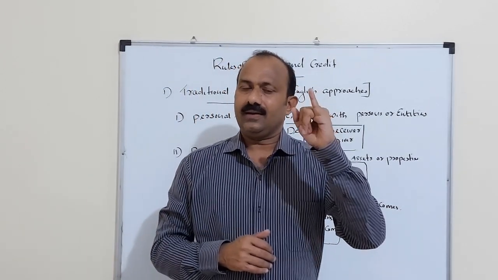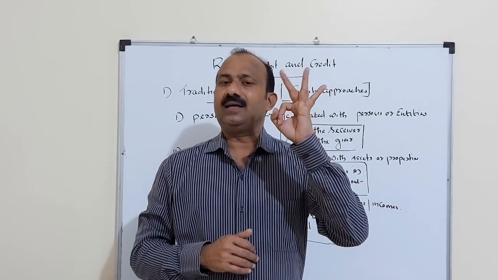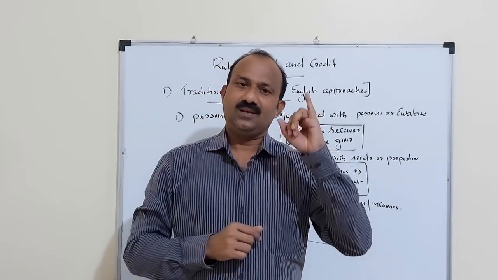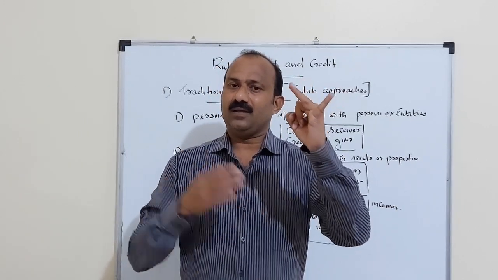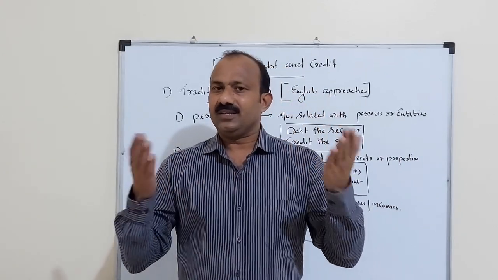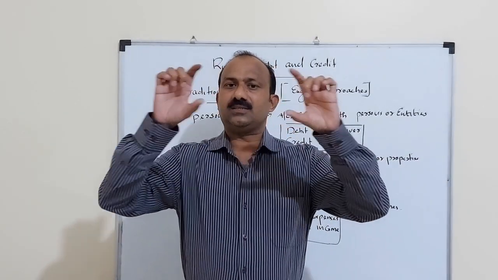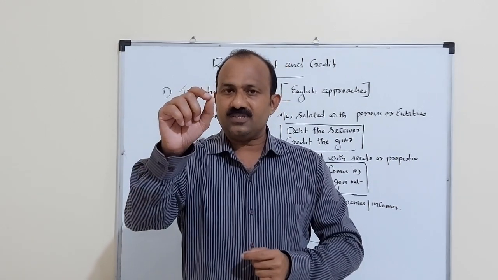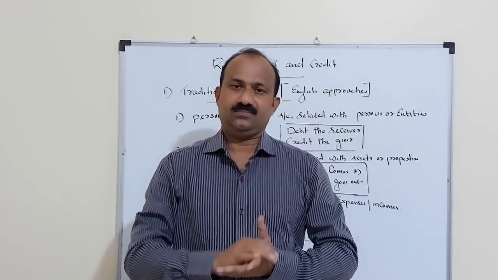Persons include natural persons, artificial persons and representative persons. Three categories of persons are here. Natural persons, the names of people. Representative persons, landlord, outstanding, prepaid, etc. Artificial persons, institutes, companies, entities we can call. All these come under the category of personal account. The rule of the personal account is debit the receiver and credit the giver.